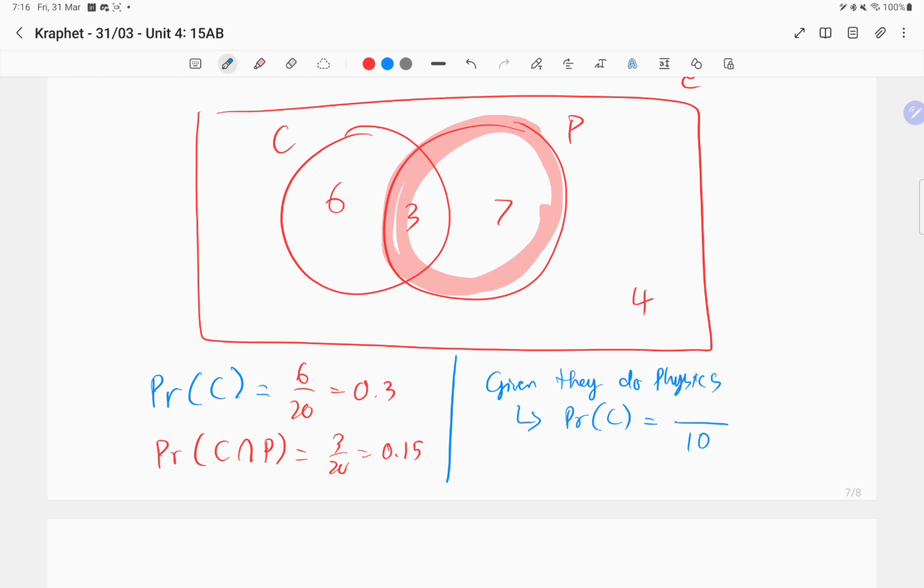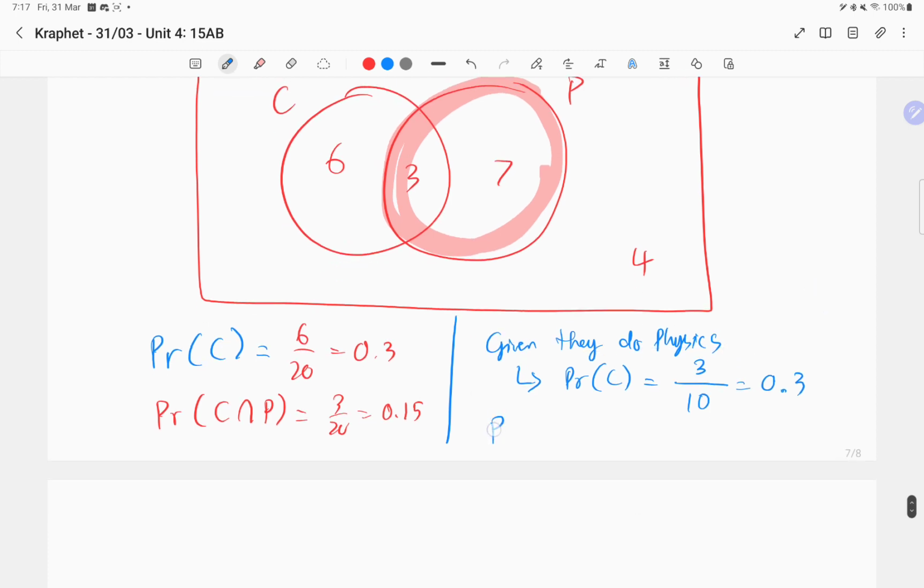Given that means you're restricting the sample space to the smaller sample space. Given that they do physics, what's the probability that they do chemistry? Well, it's 3 out of 10, which is 0.3. So how do you relate this? This is the informal way of writing it. The proper way is the probability that they do chemistry given that they do physics, and that would be this.